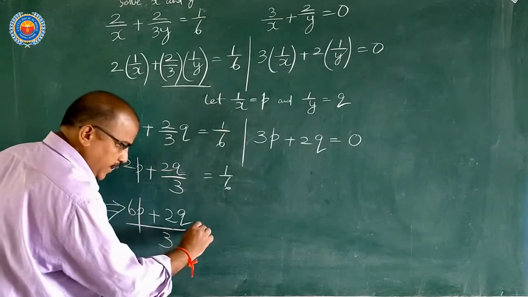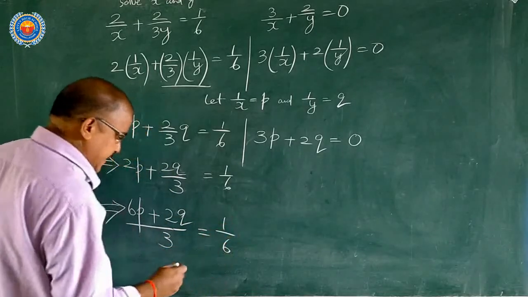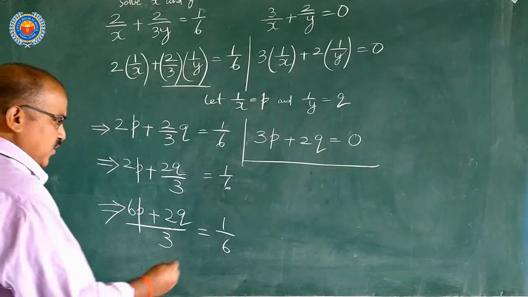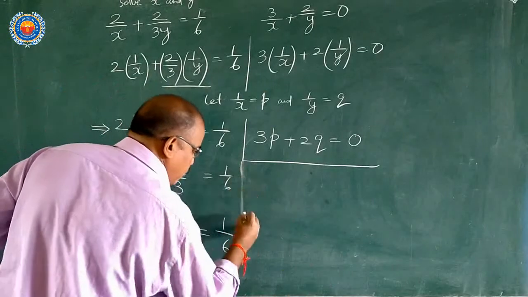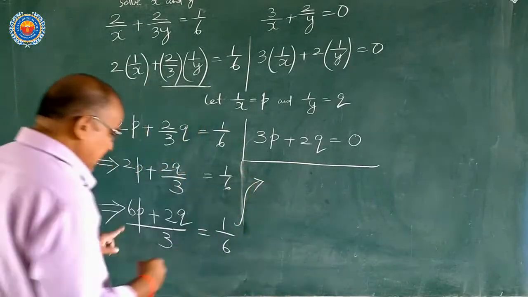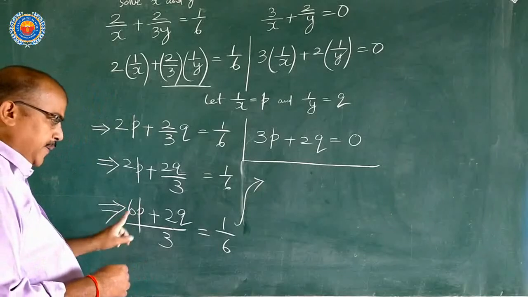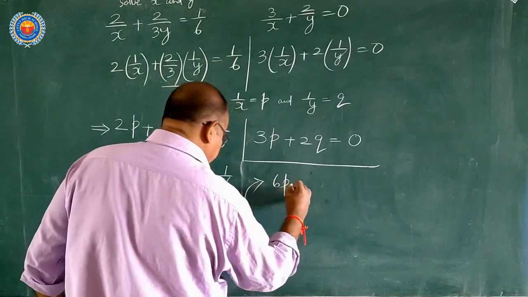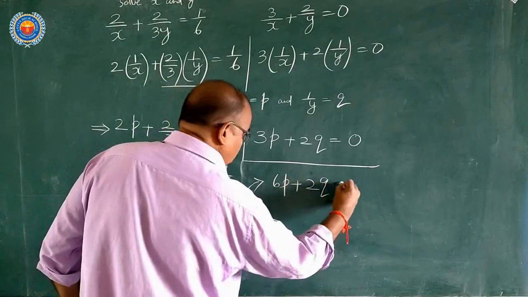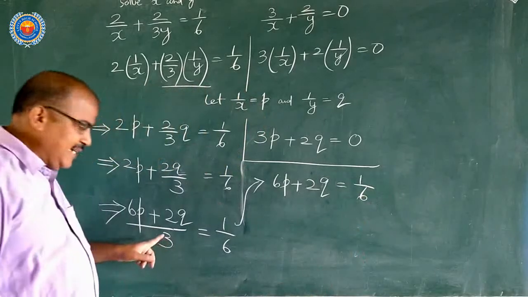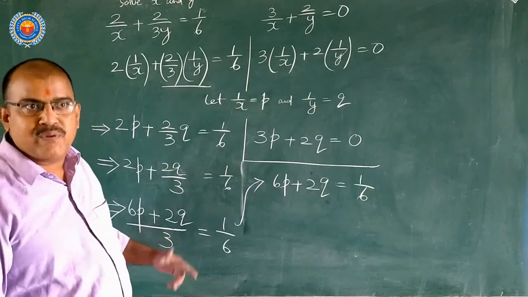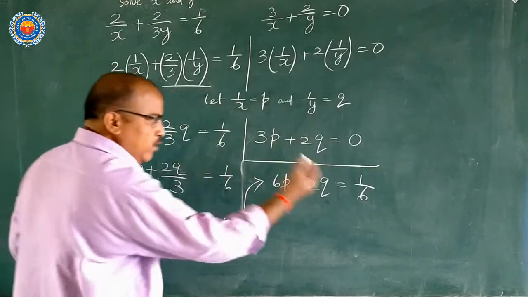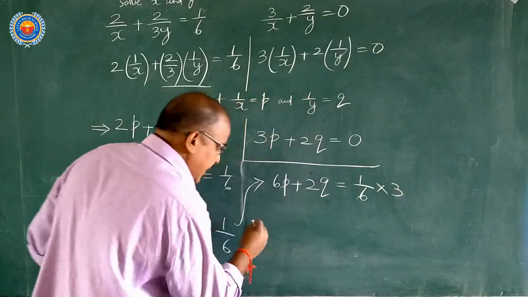This is very important: 1 by 6 is equal to 1 by 6. So 6p plus 2q by 3 is equal to 1 by 6. I am writing 6p plus 2q is equal to 1 by 6. The division by 3 will be transposed from LHS to RHS, that will be into 3.